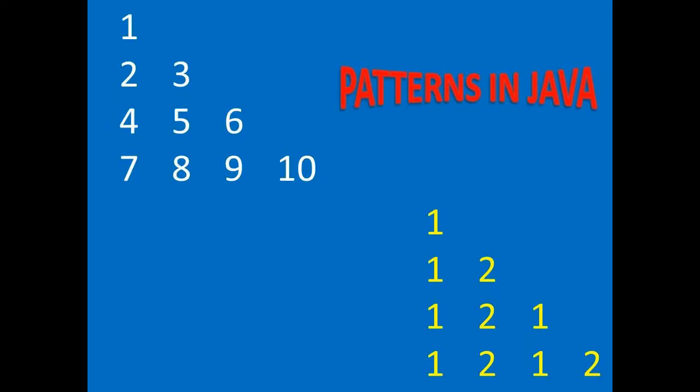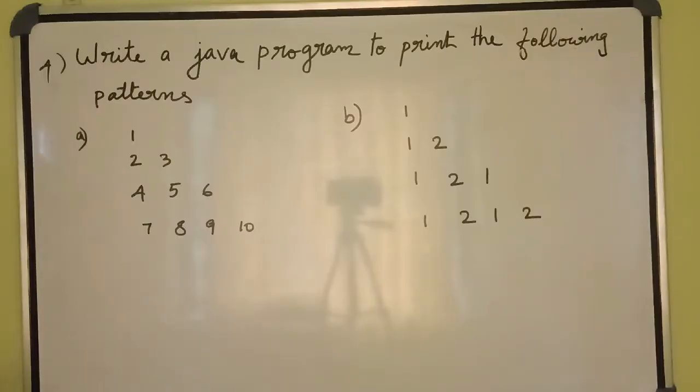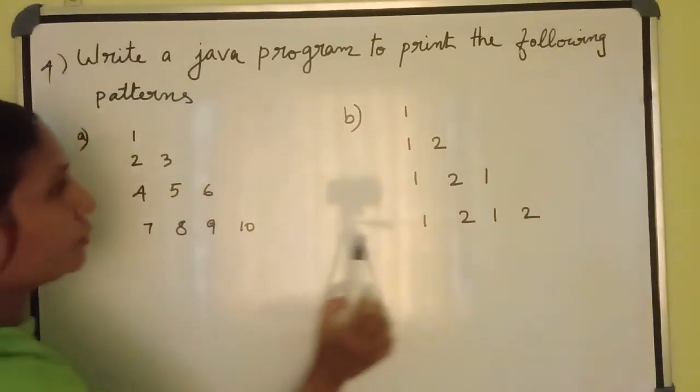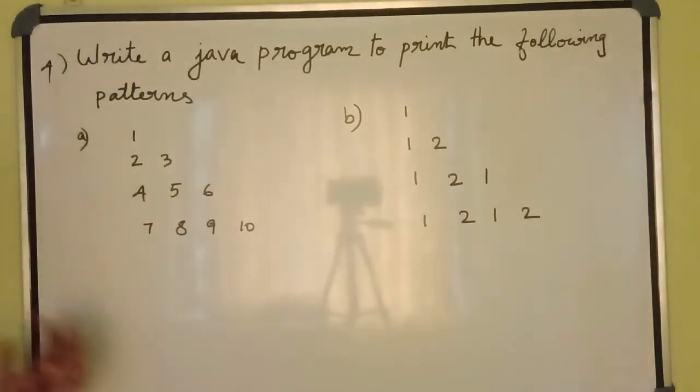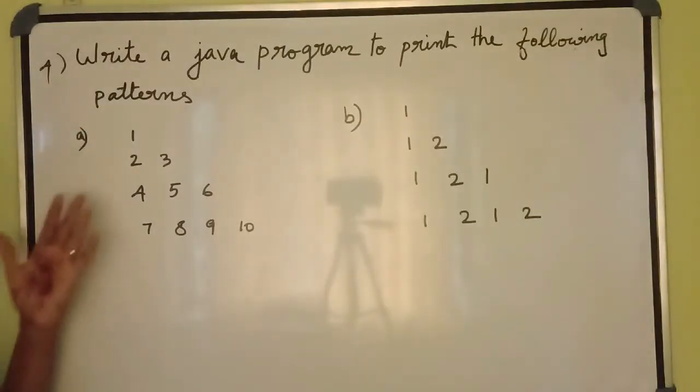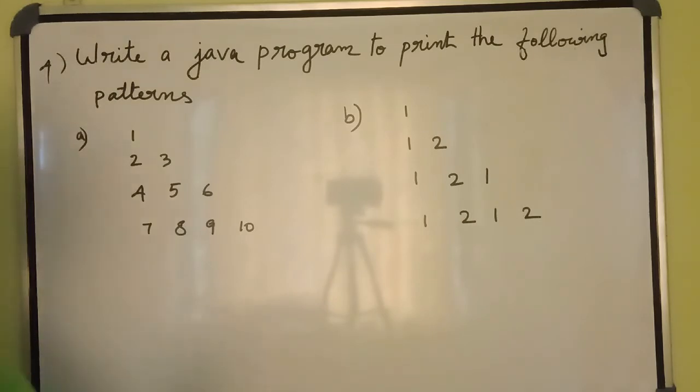See the question. Shall we do this question? Children, let's check the question. What's the question? Write a Java program to print the following patterns. Here, two patterns are there. Both are in triangle shape. See the numbers here. Which numbers are representing with a triangle pattern?